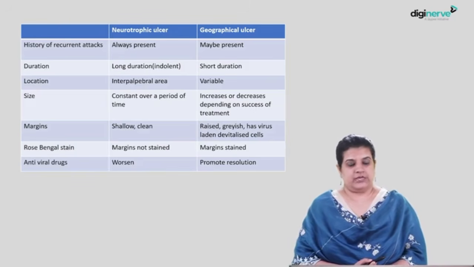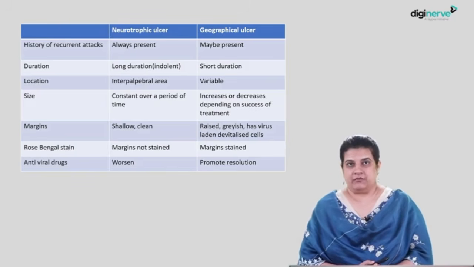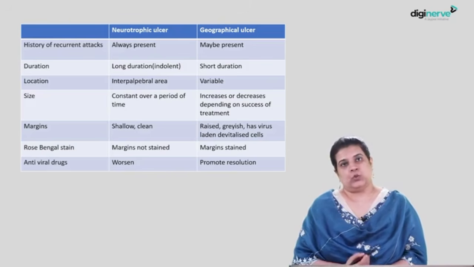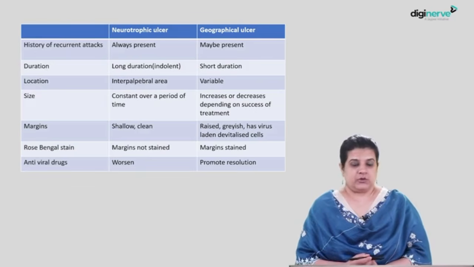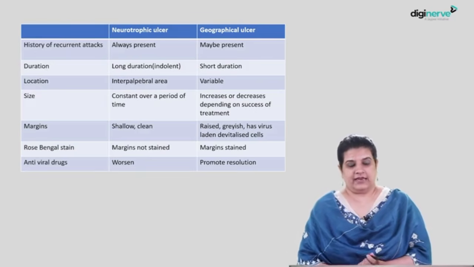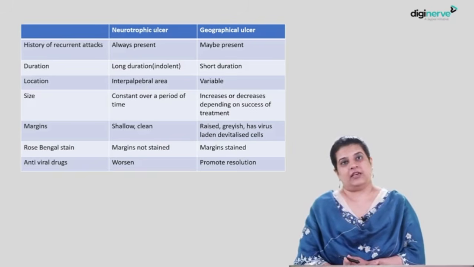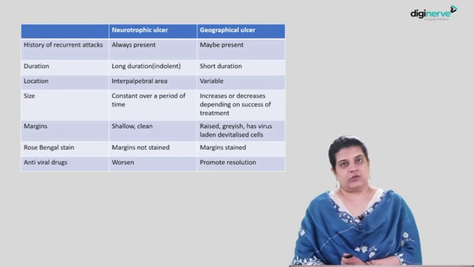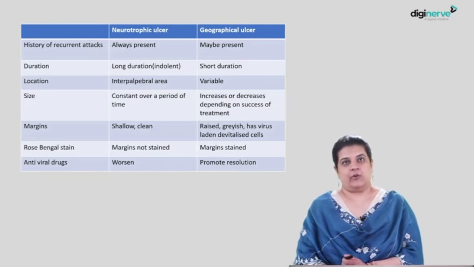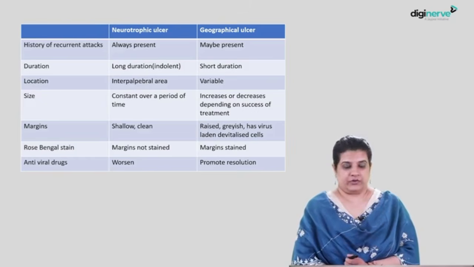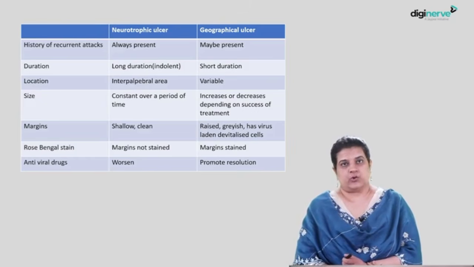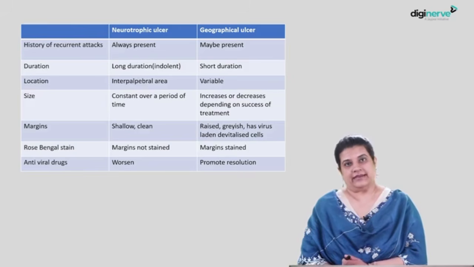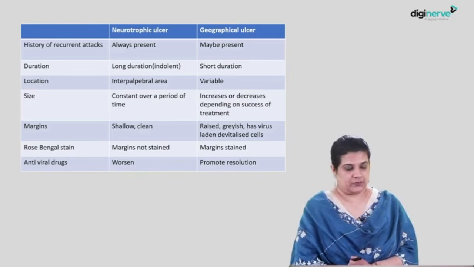Neurotrophic ulcers usually stay constant over a period of time because here the viral activity is not there, as there is no active virus causing the damage. Geographical ulcers, on the other hand, can increase or decrease in size depending upon the response to the treatment that the patient is receiving. The margins of a neurotrophic ulcer are shallow and clean, while those of the geographical ulcer are raised by virtue of inflammatory activity. Plus, there are also virus-laden devitalized cells at the margins.